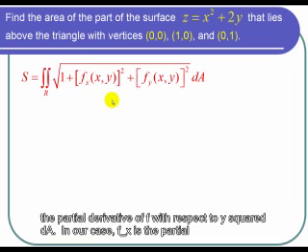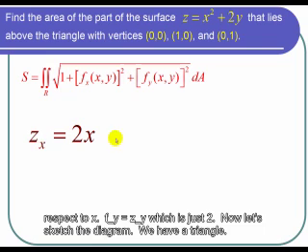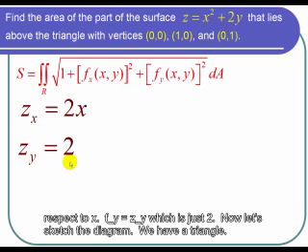So in our case, f sub x is the partial derivative of x squared plus 2y, and that's just 2x. I call that z sub x, the partial derivative of z with respect to x. F sub y is z sub y, which is just 2. So now let's sketch the diagram.